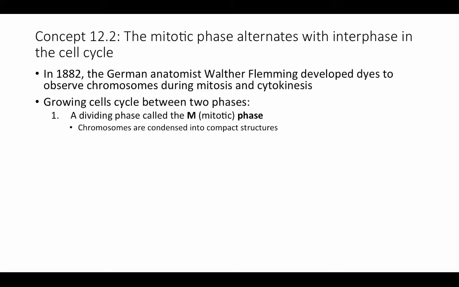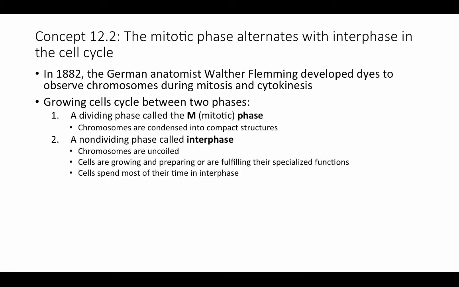One is a dividing phase called the M phase. M is for mitotic. And in this phase, the chromosomes are condensed into these compact structures that we just saw. A non-dividing phase, which is called interphase. So in interphase, the chromosomes are uncoiled. They form this very diffuse, uncondensed form called chromatin.